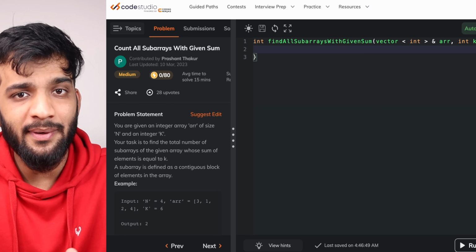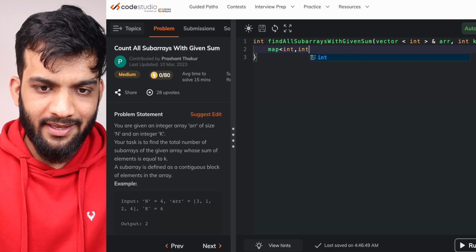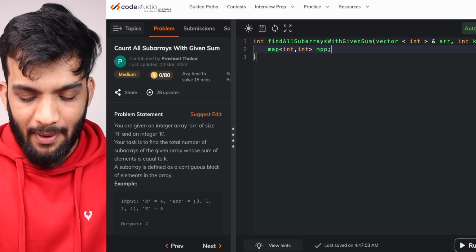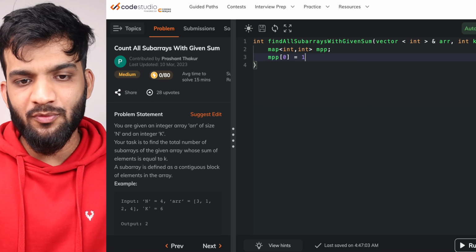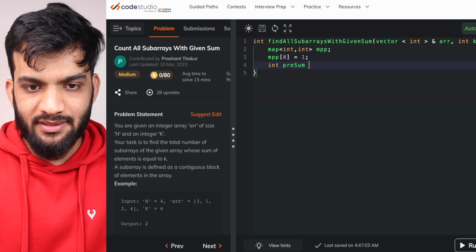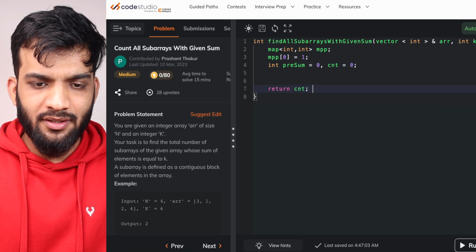Again, you can find the problem link in the description. Please make sure you try out the problem from the link in the description. So we will take a map, and you can also take an unordered map. And initially I will say map of 0 is equal to 1. Let's store a prefix sum as 0 and let's store a count as 0. And at the end of the day, we will return the count.